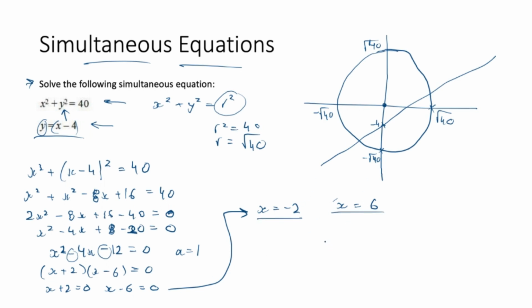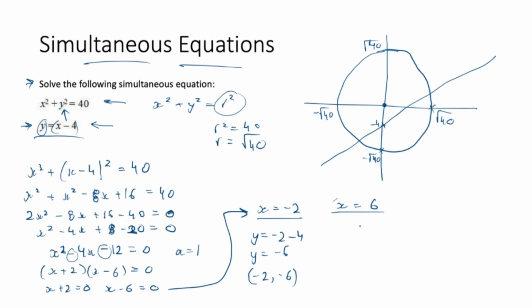Now it's time to find the coordinates. We're already halfway there. When x is minus 2, we can use one of the equations to substitute x into. So I'm going to use the second equation. y equals minus 2 minus 4, so y equals minus 6. So the first coordinate would be minus 2 and minus 6.